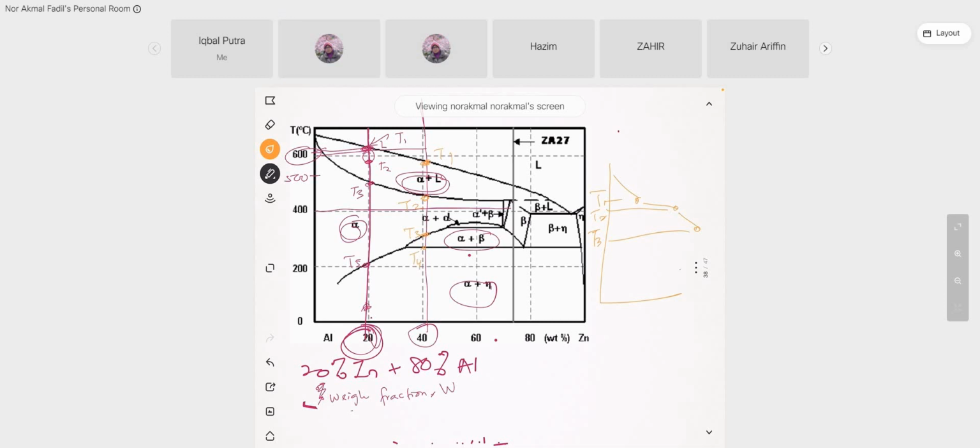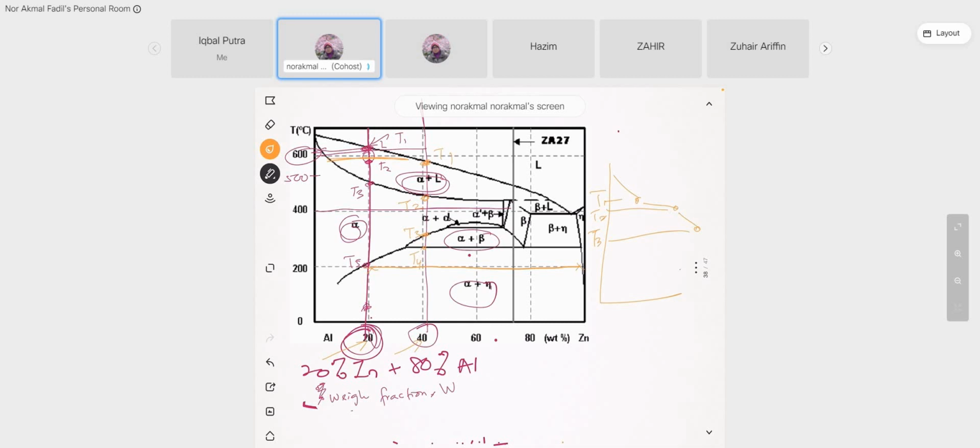Okay. For example, one student analyzes 20%, he or she can take temperature of 600 and then another student conducts 40% zinc in aluminium, he or she chooses 200 degrees Celsius. So they will do analysis at different temperature. Okay, if you want to select the same temperature also can, but make sure it is practical lah.